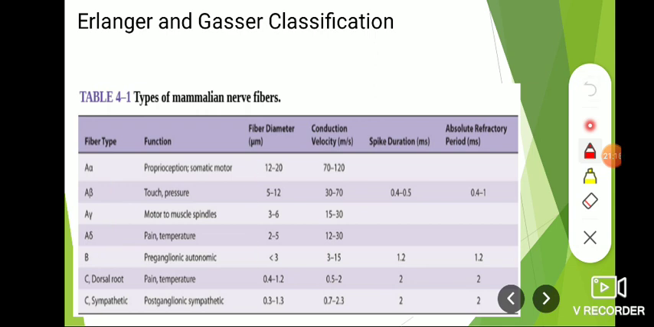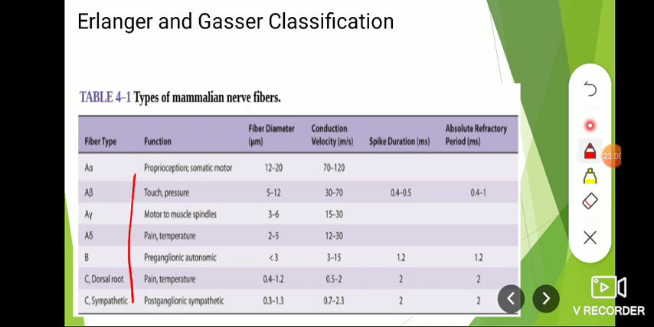A alpha has the maximum diameter, that is 12 to 20 micrometers, and it has the maximum nerve conduction velocity, 70 to 120 meters per second, and it is required especially for our motor activity. That's why somatic motor nerves have A alpha fibers. Proprioception, joint position, we need to adjust joint position constantly. So this is the A alpha fiber. Now gradually you can see A alpha, A beta, A gamma, A delta. These are the fibers which are carrying the important sensations.